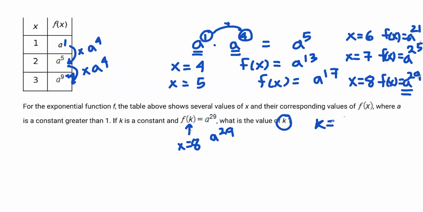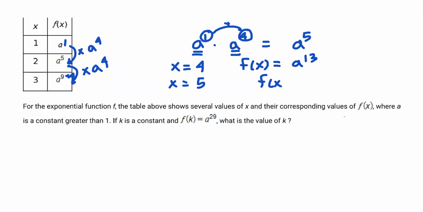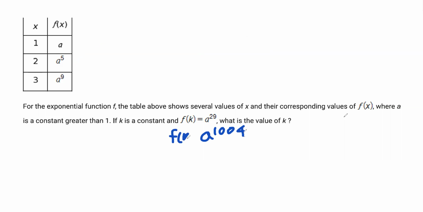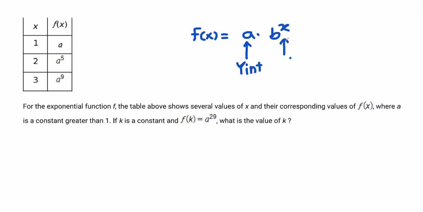That was the normal method. But sometimes the question may be related to more than a to the power 29. Suppose they're asking about, let's say, a to the power 1004. So how do you do that in those cases? You should know how a standard exponential function looks like. f(x) equals a times b to the power x. What does a mean? The a represents the y-intercept. What does b mean? b represents the multiplying factor.